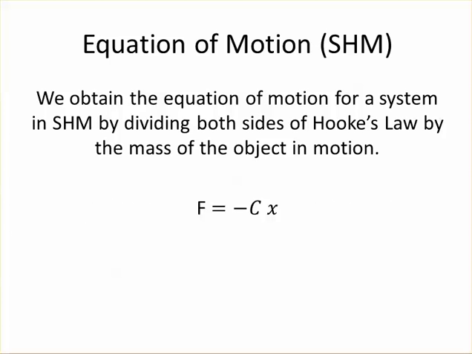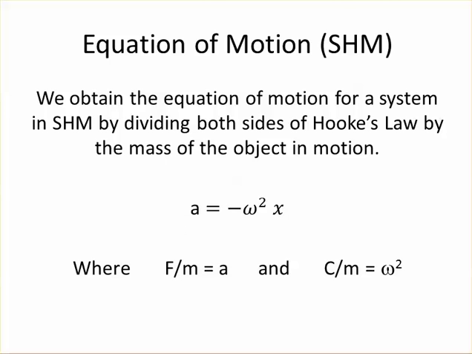So we have Hooke's law, but we don't really have the equation of motion for the system yet. But we do know that force divided by mass is an acceleration. So let's go ahead and divide both sides of this equation by mass. Again, the force divided by mass is acceleration. This is Newton's second law. And we're going to absorb the constant divided by mass into something called omega squared.